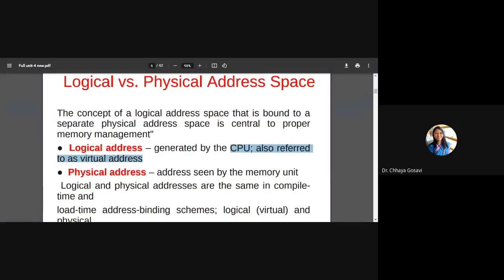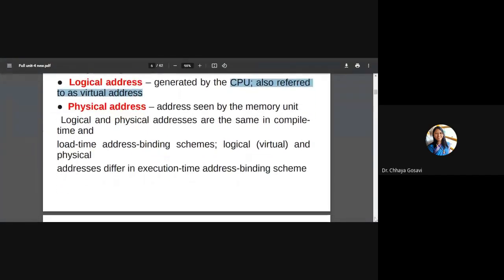So these addresses, which are assumed for writing or translating a code, are called logical addresses or virtual addresses. And the physical address is the one seen by the memory management unit. The memory management unit loads your program into main memory starting with some particular address, and that address is the physical address. All the addresses of your code, either instruction or data, need to be translated to physical addresses, and that is done by the memory management unit.